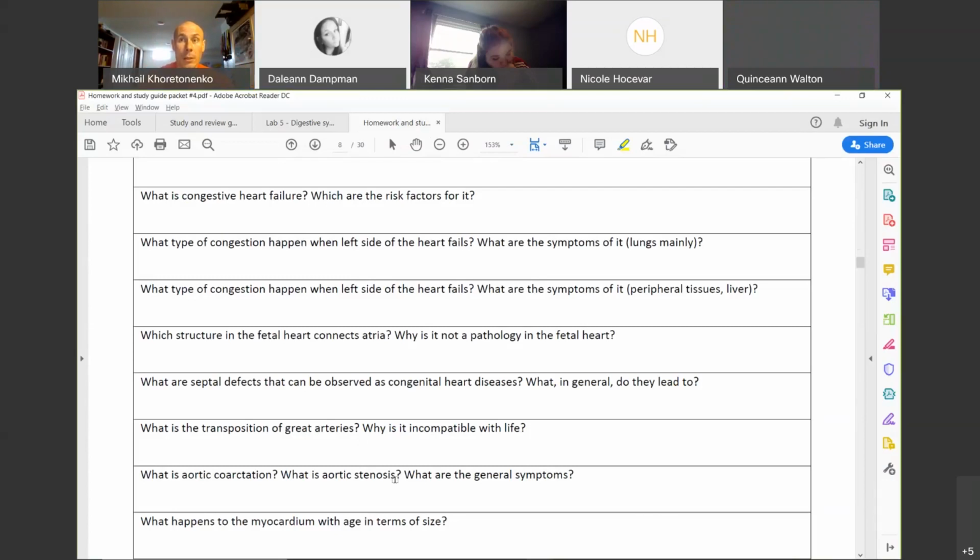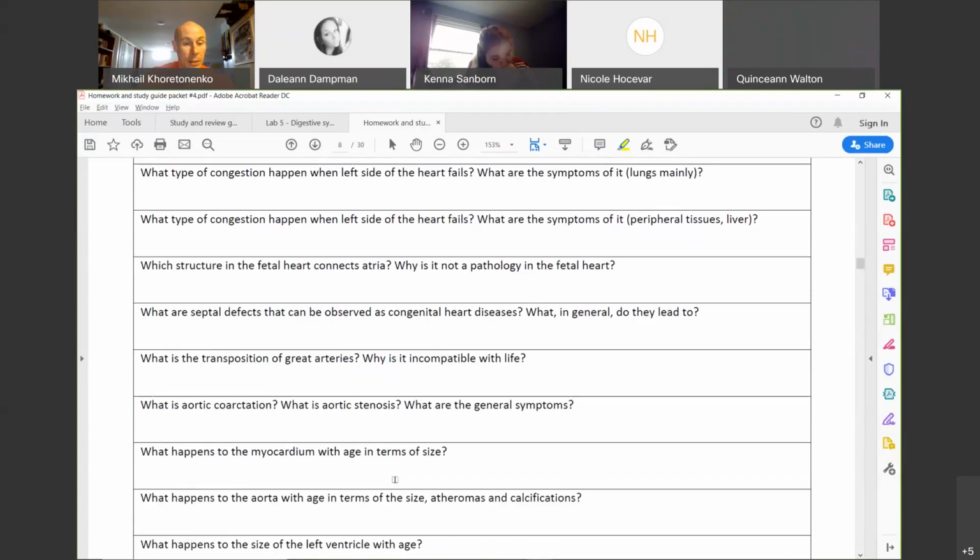General symptoms. So usually in coarctation of aorta and aortic stenosis, blood pressure in the upper limbs and the head is increased because blood gets congested there, while the blood pressure post stenosis, so lower limbs and abdomen, is usually lower. Cyanosis, of course, happens because not enough blood gets to, say, the lower limbs.